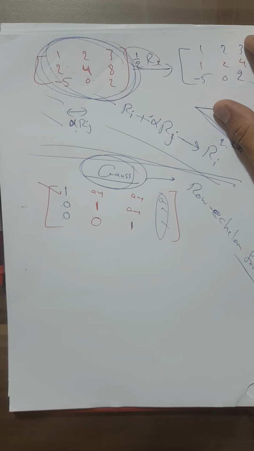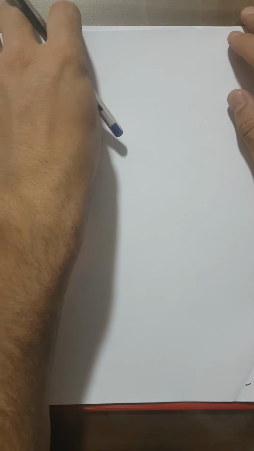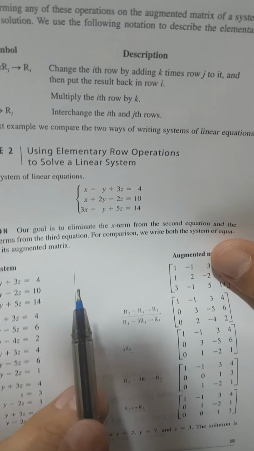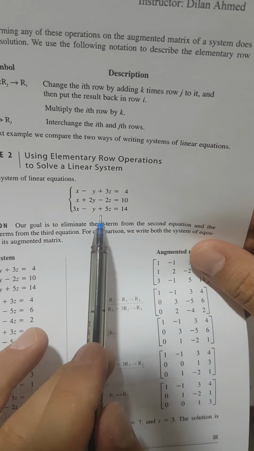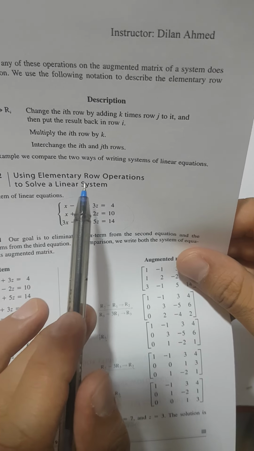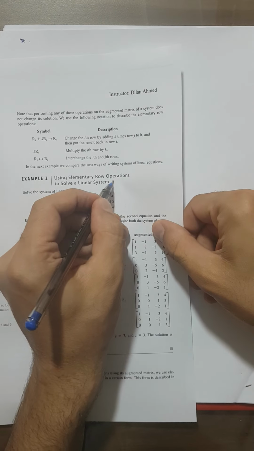Now I'm going to write down such an example for you. I'm going to write the augmented matrix directly. Okay, we are going to page 95. Here's the matrix. It says solve the linear equations by using, for example, Gauss.